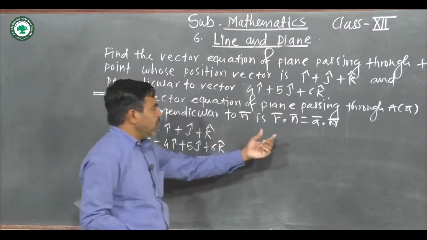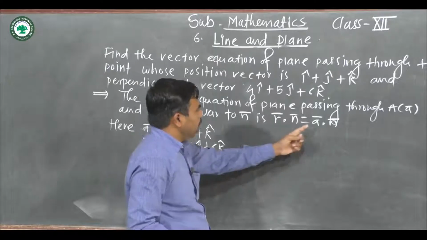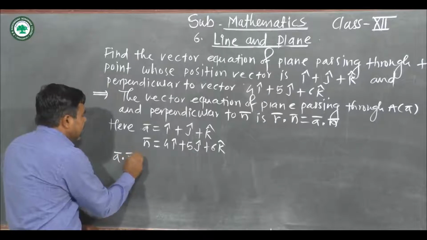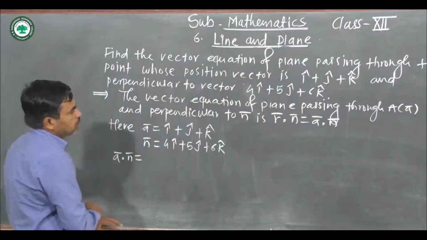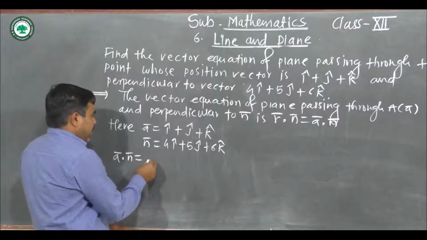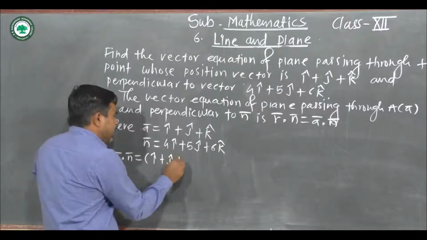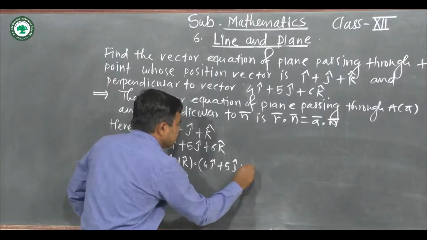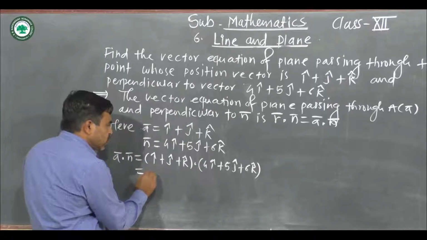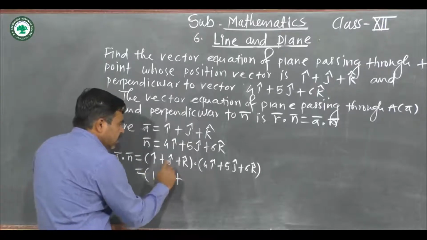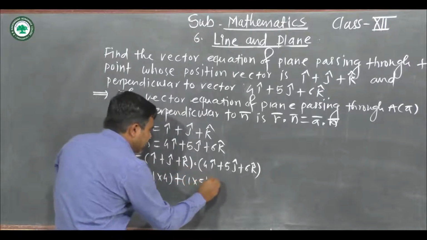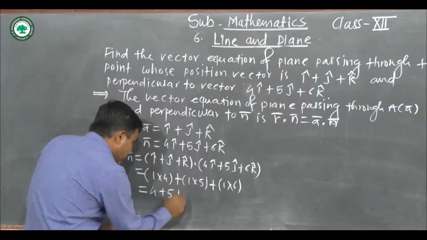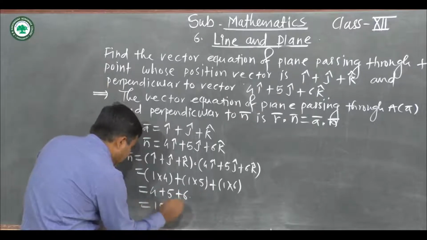To write the vector equation, we have to find a bar dot n bar. So a bar dot n bar is equal to i cap plus j cap plus k cap dotted with 4i cap plus 5j cap plus 6k cap, which is equal to 1 into 4 plus 1 into 5 plus 1 into 6. So this is 4 plus 5 plus 6, and it is equal to 15.